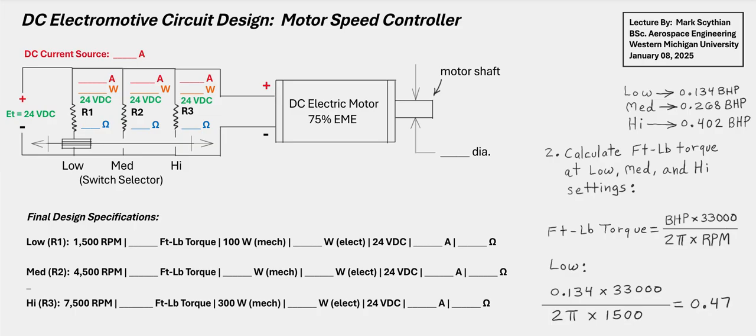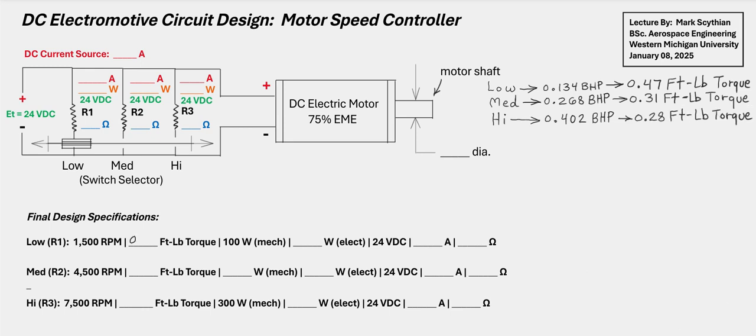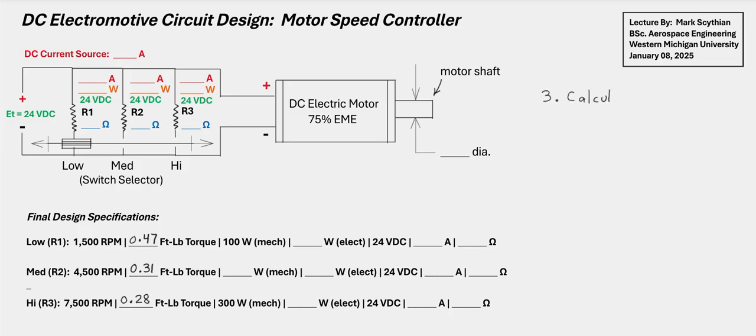So at the low setting, we have 0.47 foot-pounds of torque. At the medium setting, we have 0.31 foot-pounds of torque. And at the high setting, we have 0.28 foot-pounds of torque. So we'll fill in this data and then convert it to a final print at the end of the lecture here.